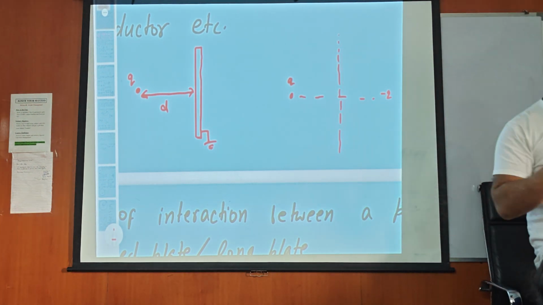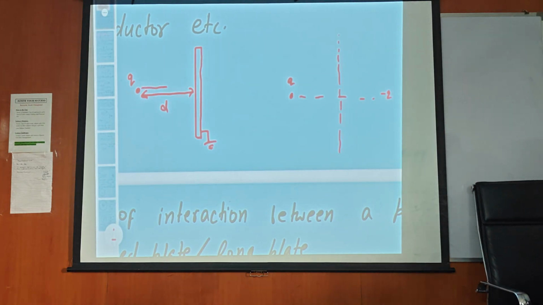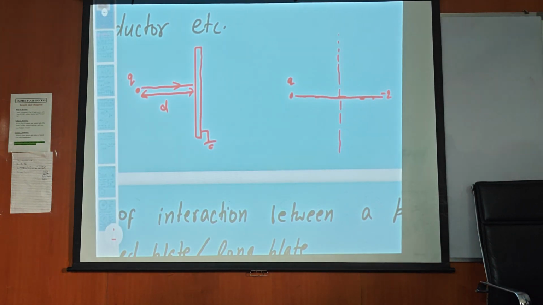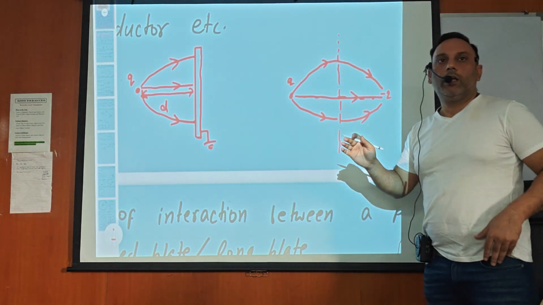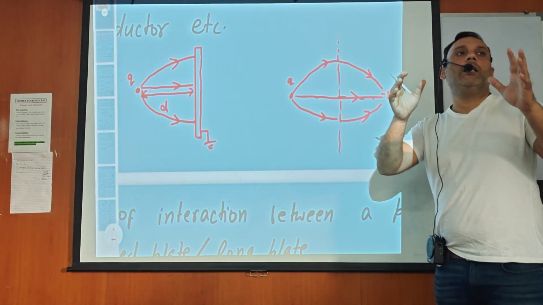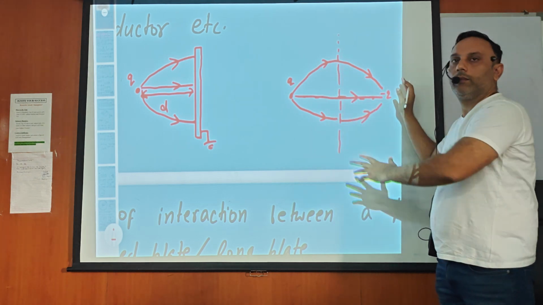Yes or no, beta? So suppose here we have an electric field line like this, so here you should have an electric field line like this. And some other electric field line, that is also another electric field line. So there is some potential energy stored in this space.